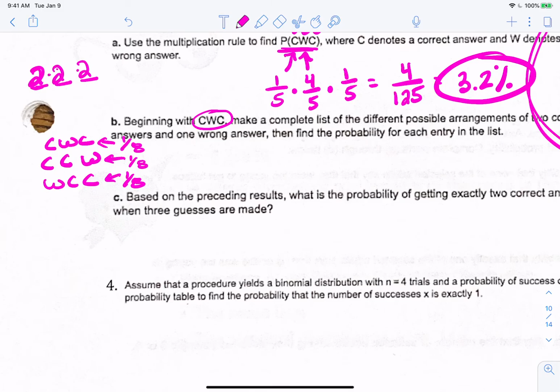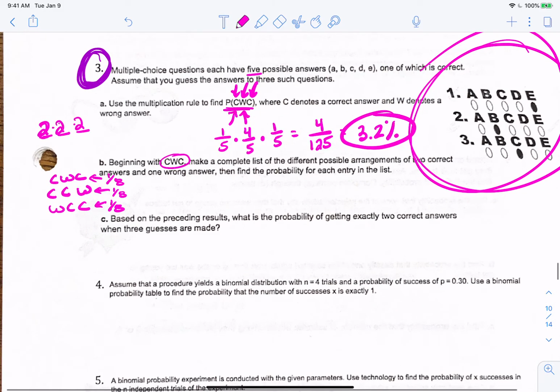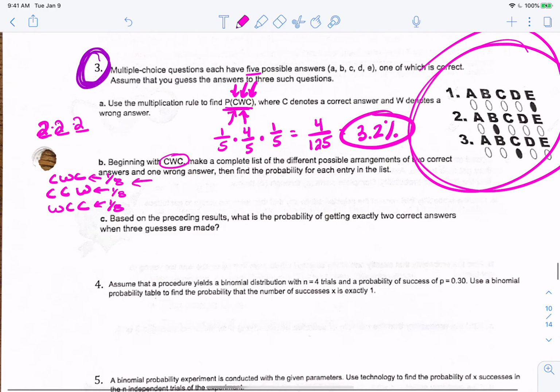So what is the probability of getting correct? Find the probability for each entry in the list. It should be that 3.2%. Yes. It doesn't matter what order you multiply them in, it should be the exact same probability. Yes, correct. Yeah. So each one of these is going to have a 3.2% chance of happening. 3.2% chance of happening, 3.2% chance of happening.